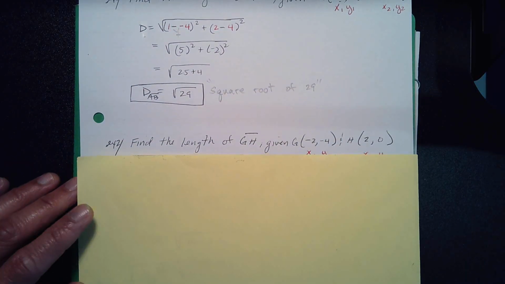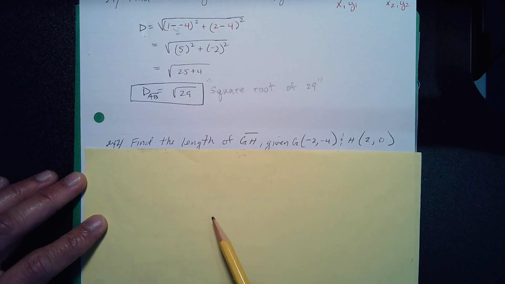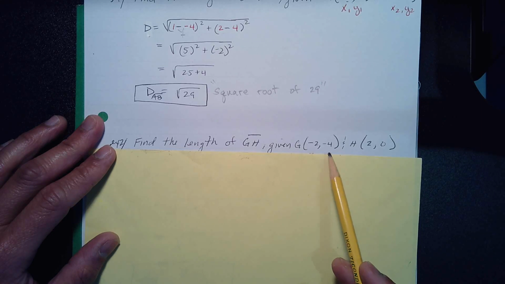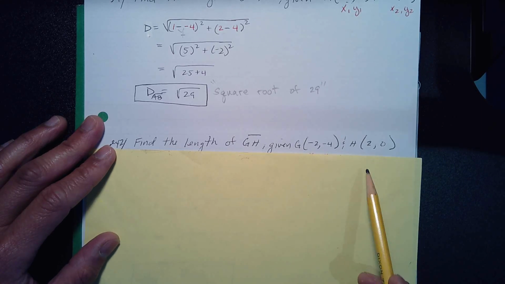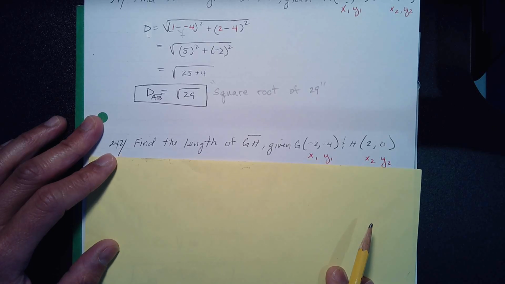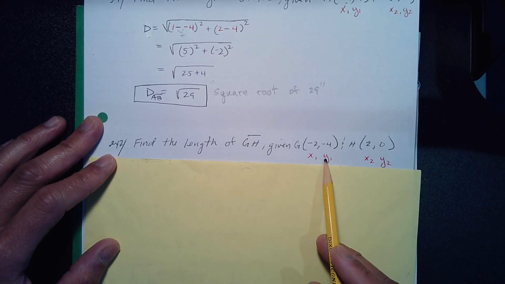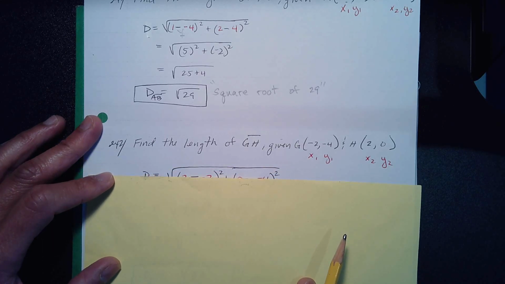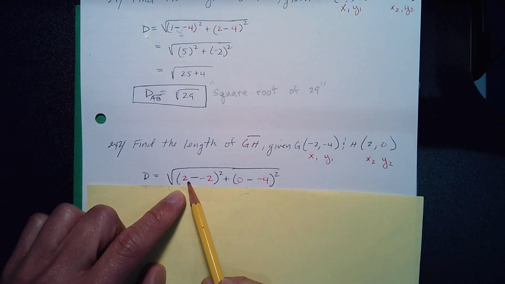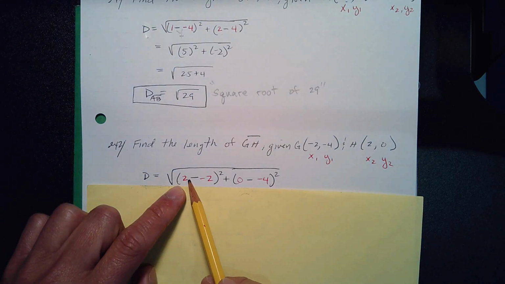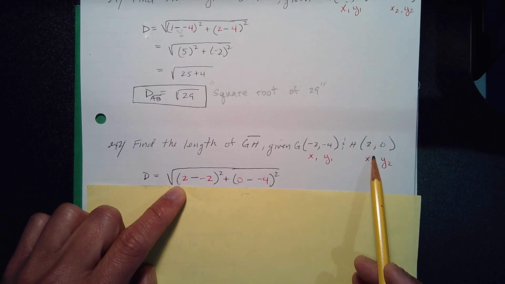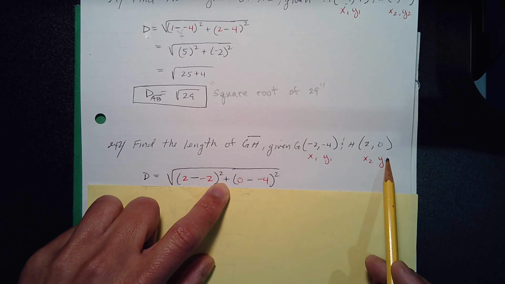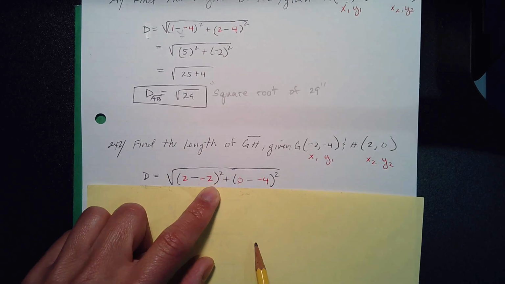Okay, next, let's look at example 2. Find the length of GH given G is negative 2, negative 4, and H is 2, 0. So, first thing we do, label x1, y1, x2, y2. Now that we labeled it, we just put it in our formula. Here is x2 minus x1 squared plus y2 minus y1 squared.